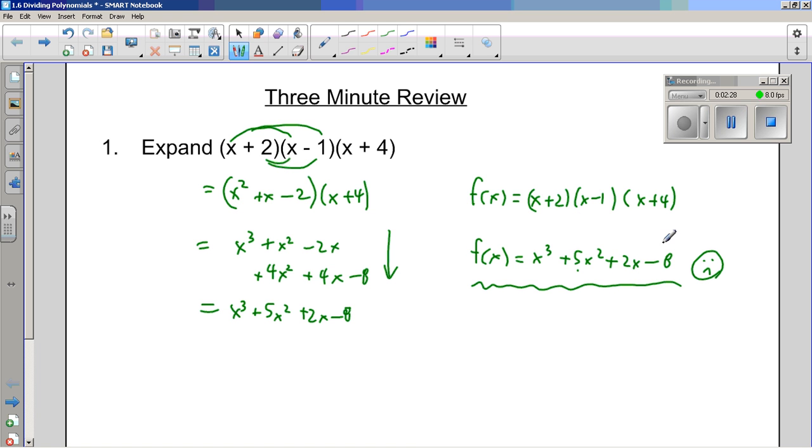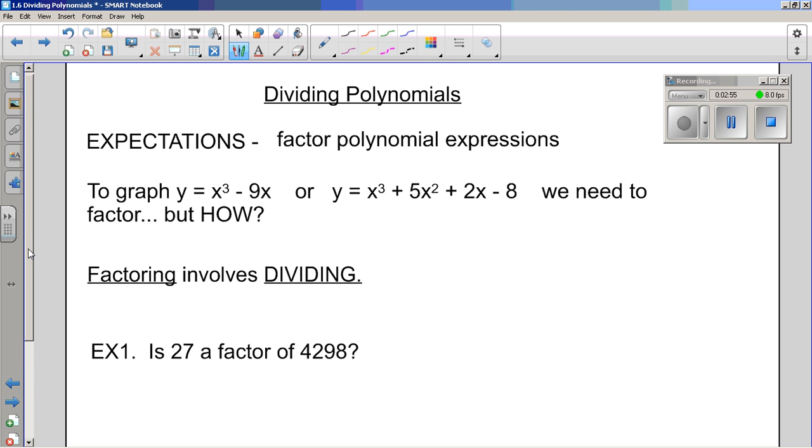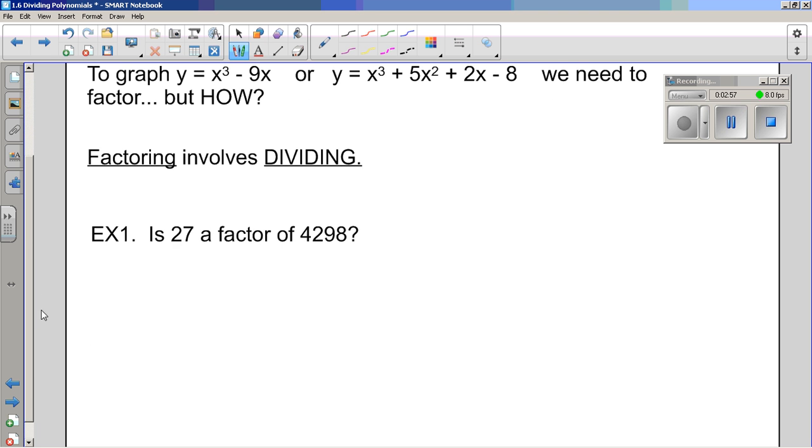And so I'd be stumped on how to graph that one. So we need to figure out how to go from an expression like this to an expression like that, and that's what the next couple of days is all about. And it's a little bit strange and wonderful, folks, so strap yourself in and enjoy this ride. And this is exactly what I said. So to graph these things, we need to factor, but how? And it says factoring involves dividing. So we have to figure out how to divide polynomials, and that's what today's all about.